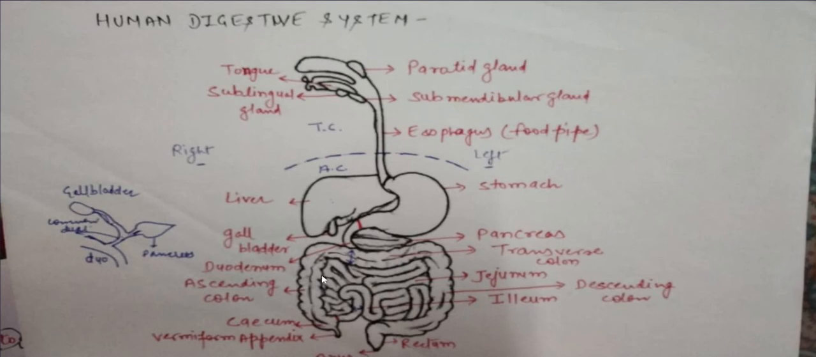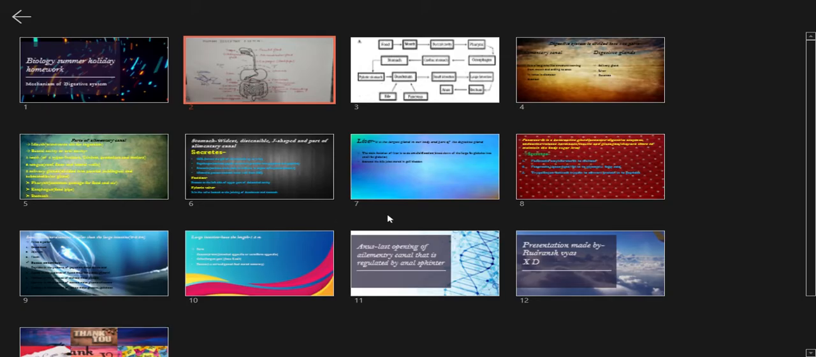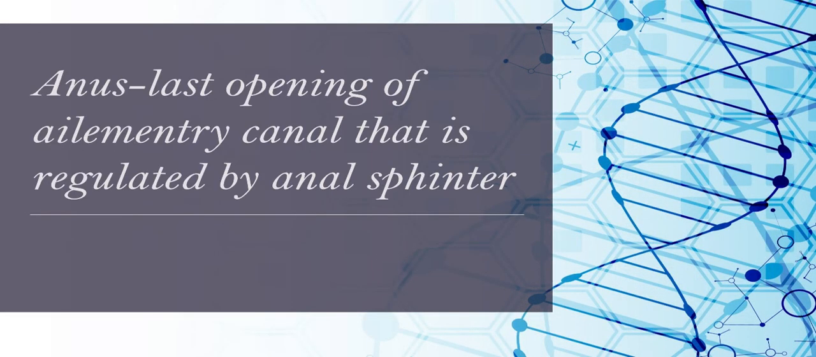This is the ascending colon. This is the transverse colon, and this is the descending colon. And this is the rectum, and below there is an anus. Now, anus is the last opening of the alimentary canal that is regulated by the anal sphincter.